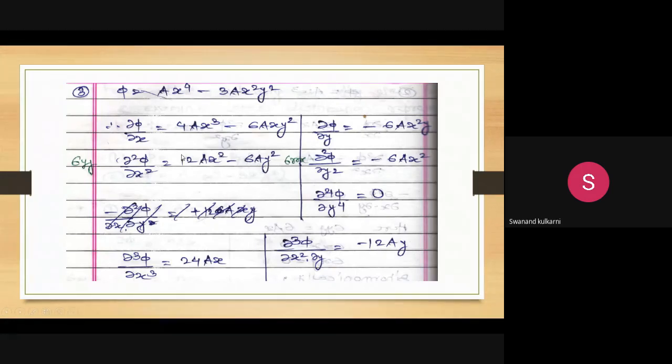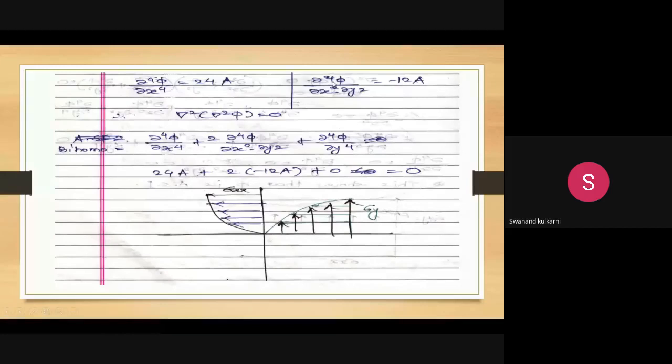Once again, if we differentiate this with respect to y, this will become ∂⁴φ/∂y⁴, and then this will become only minus 12a. Is it okay? So like this, ∂⁴φ/∂x²∂y² will be equal to minus 12a. Okay.